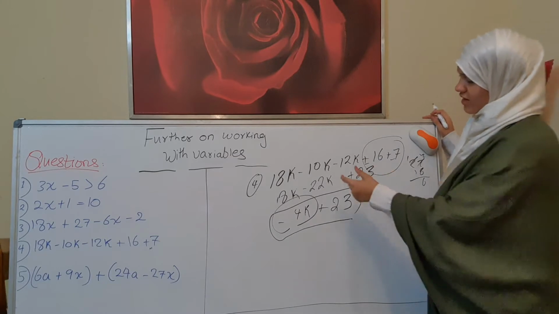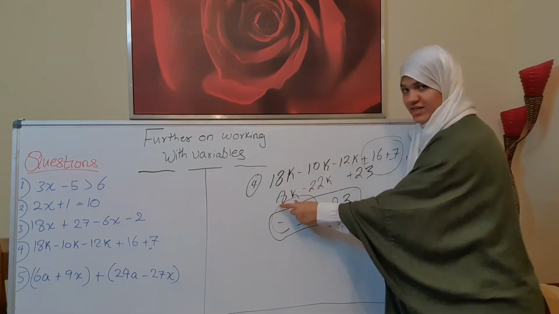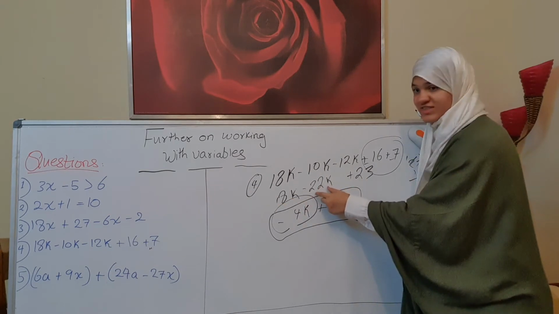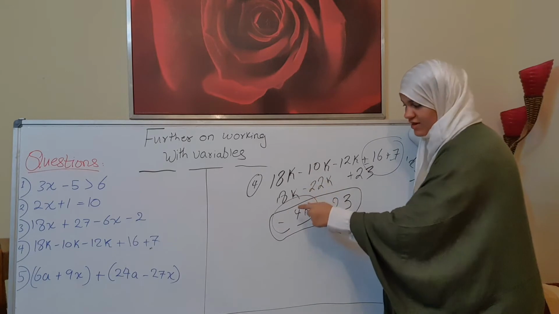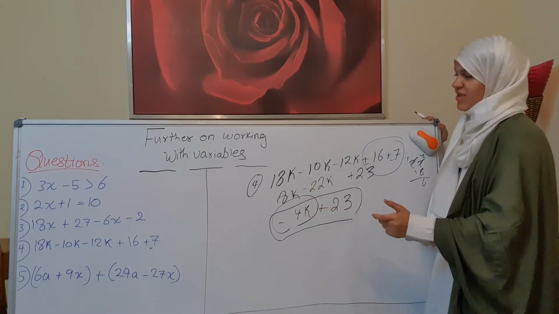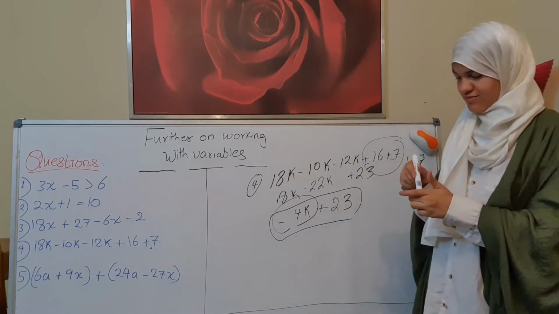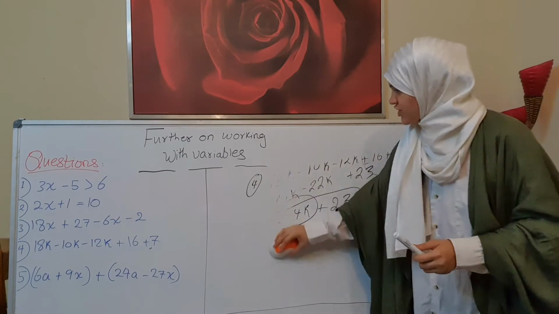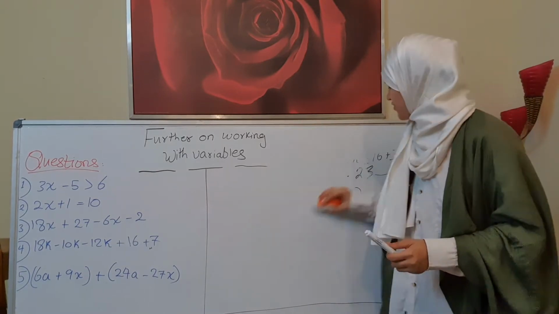Because the bigger number is negative. 22 is bigger than 18, and 22 has the sign of negative. So that means we will put at the answer negative 4k plus 23. And this is the final answer for the fourth question. Now the fifth question. The fifth question is the same as question number 4.